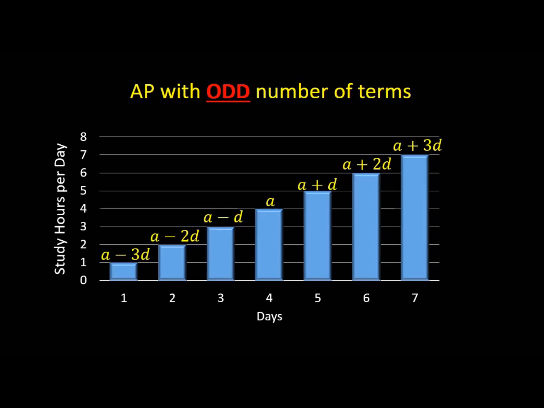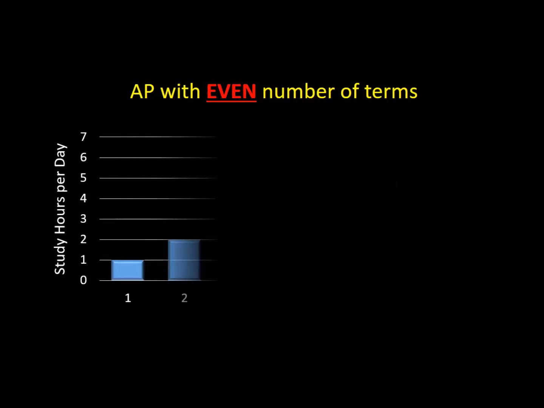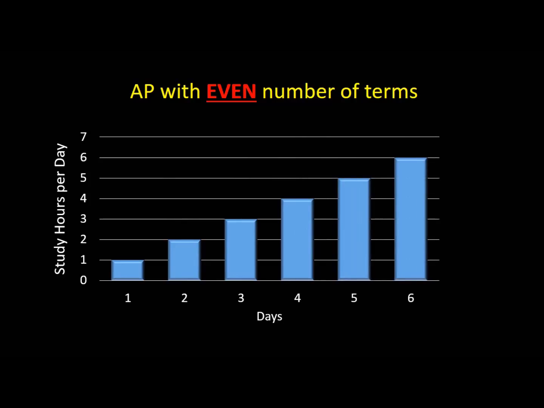Now what do you do for an AP with an even number of terms? Let's say you've got this AP with 6 terms. There are 6 bars, each bar is a term, so 6 terms. Now you have 2 middle terms. So you can't name them both A, right? Because there has to be some difference between them.